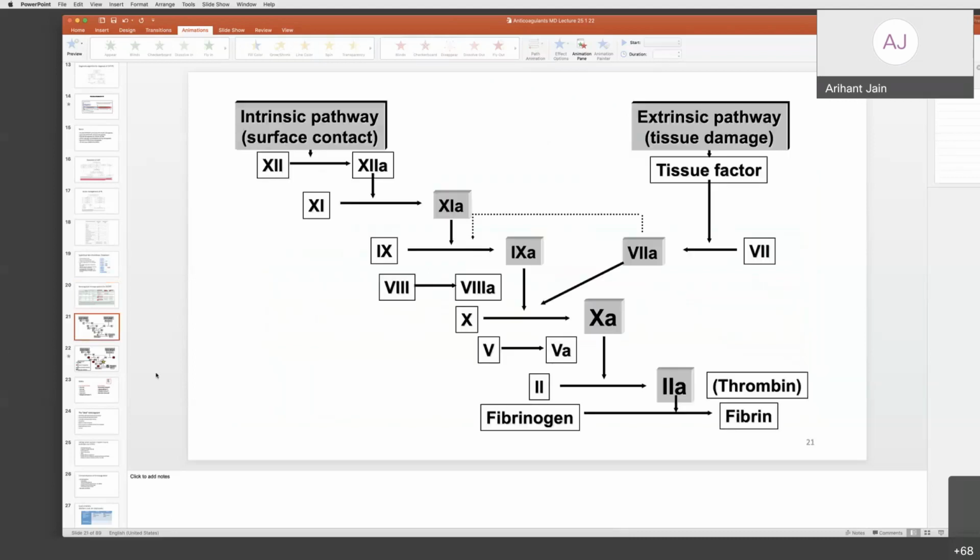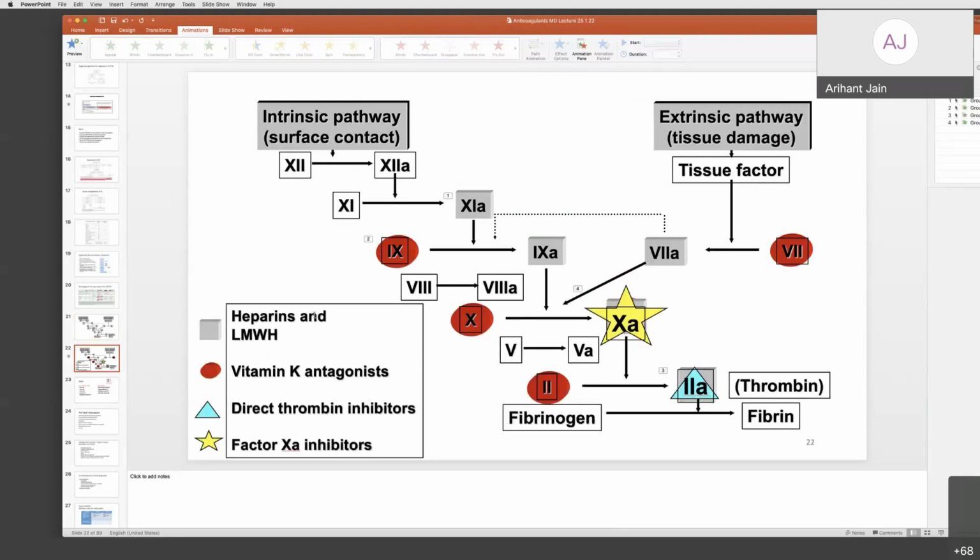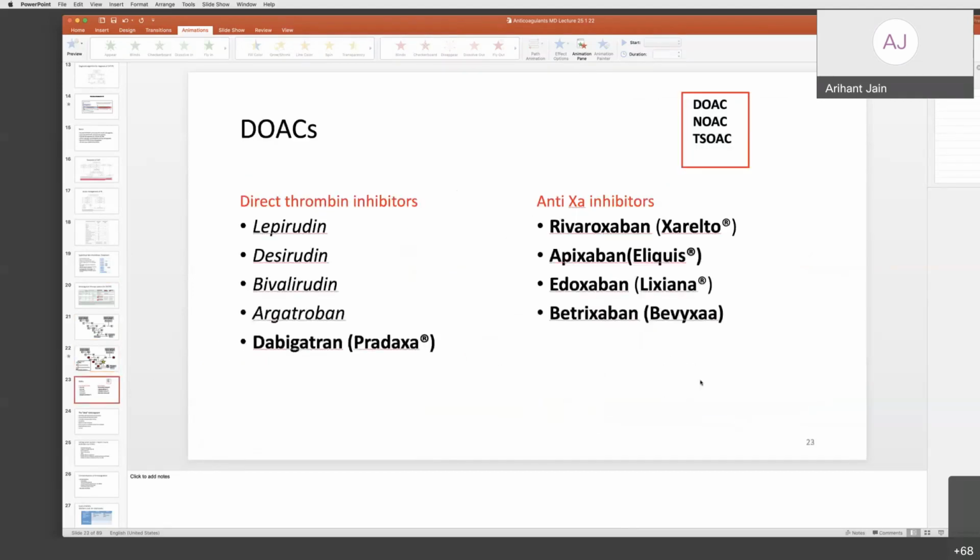So obviously the mechanism of action, that's quite basic. These are the direct thrombin inhibitors and factor 10A inhibitors. The drugs which have an X in their spelling, such as rivaroxaban, apixaban, these are factor 10A inhibitors, and dabigatran and edoxaban, they are direct thrombin inhibitors. Okay, so this is the classification.